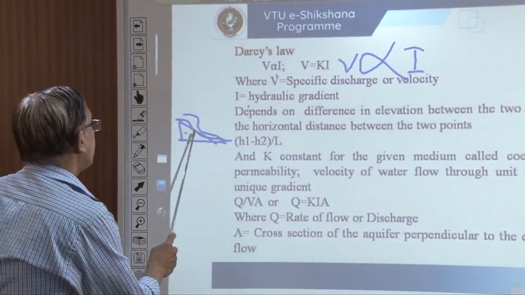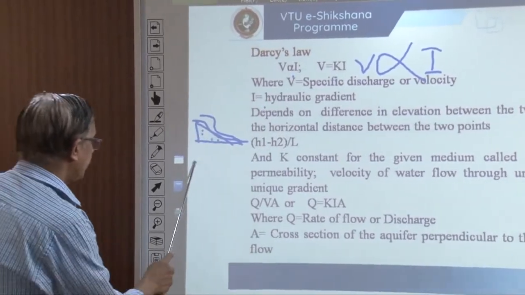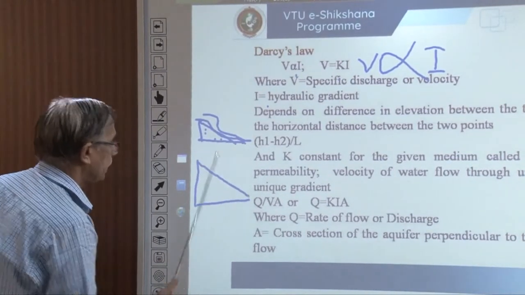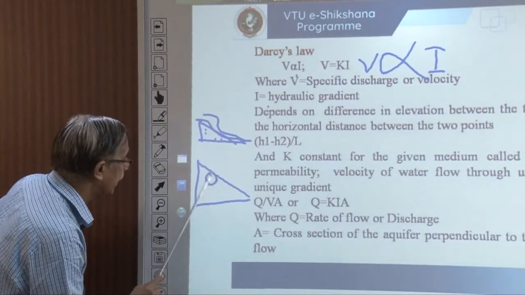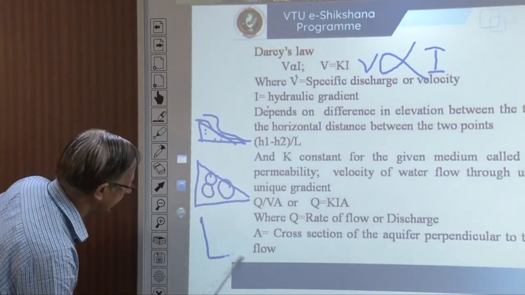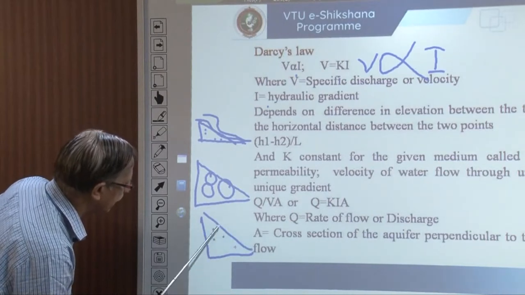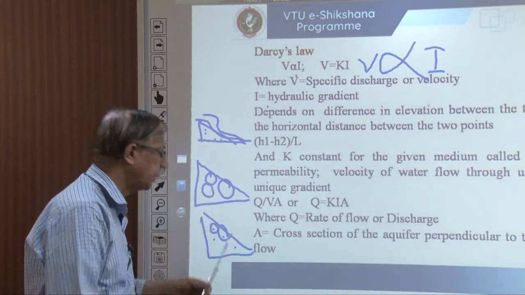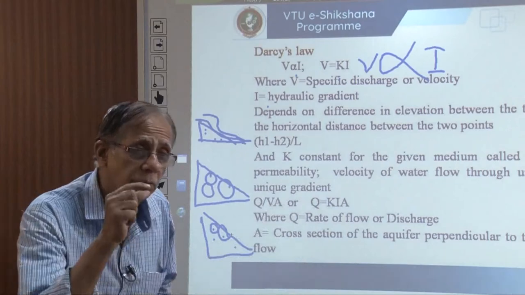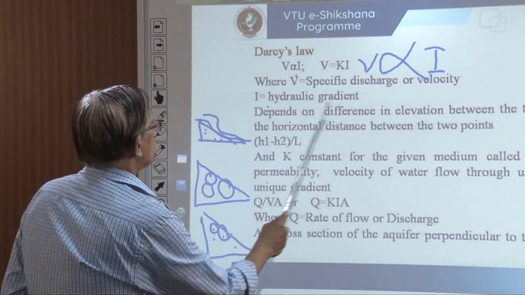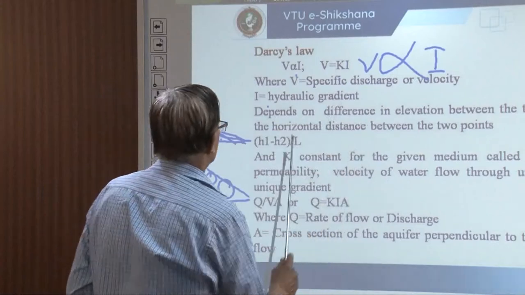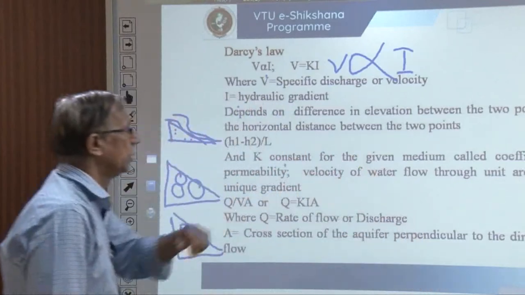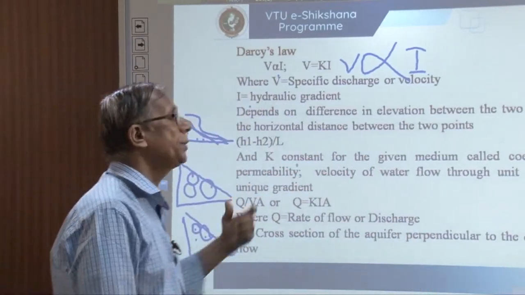And it varies from material to material. If I have a gradient here to here, but I have a sandstone, and in the other case I have a shale, the cavities are different. That means it varies from rock type to rock type. And that we call K. That is a constant for a given medium. It is also called the coefficient of permeability.